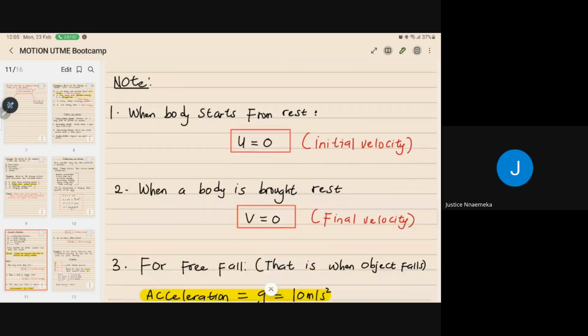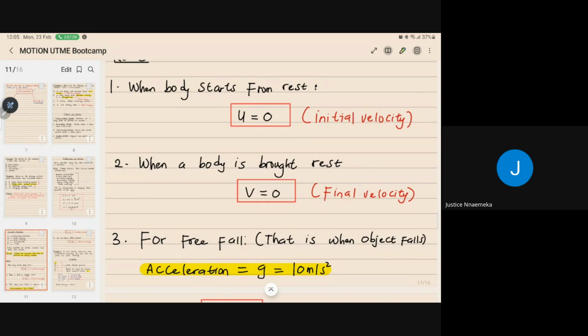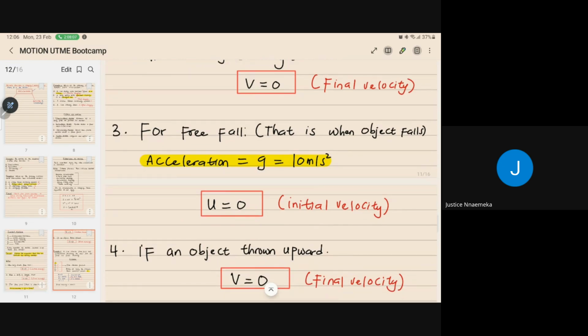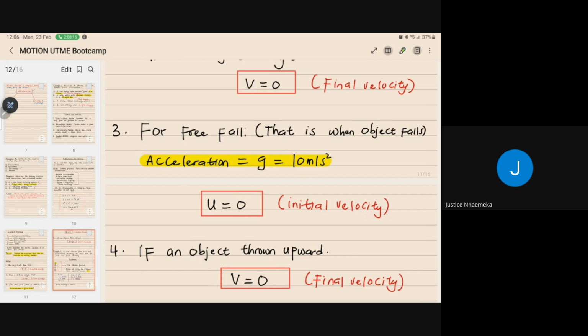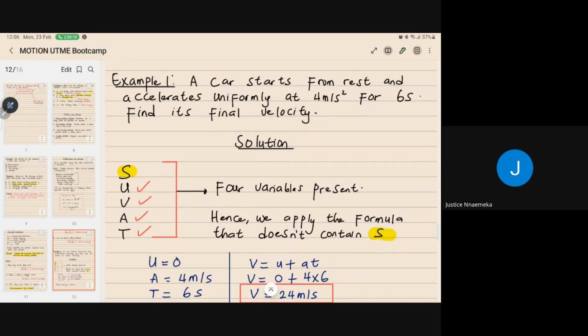And I gave you these rules. U is equal to 0, the initial velocity, when the body starts from rest. When a body is brought to rest, V is equal to 0, that's the final velocity. And when you have a free fall, the initial velocity U is equal to 0. If an object is thrown upwards, V is also equal to 0. So these are the 4 rules I gave you. And then we'll solve some examples to see how we can apply the rules.